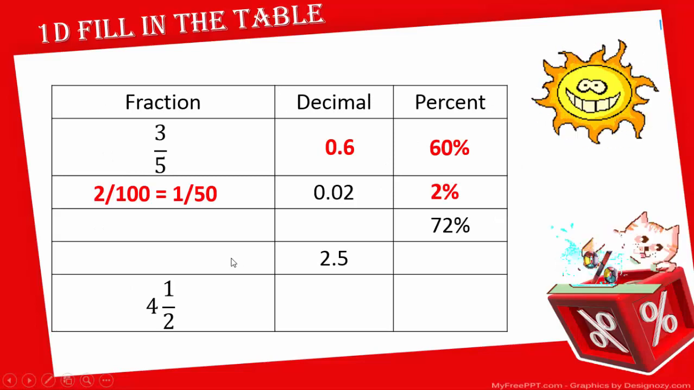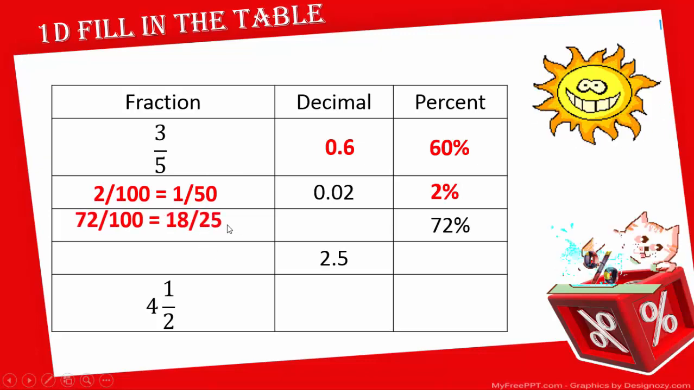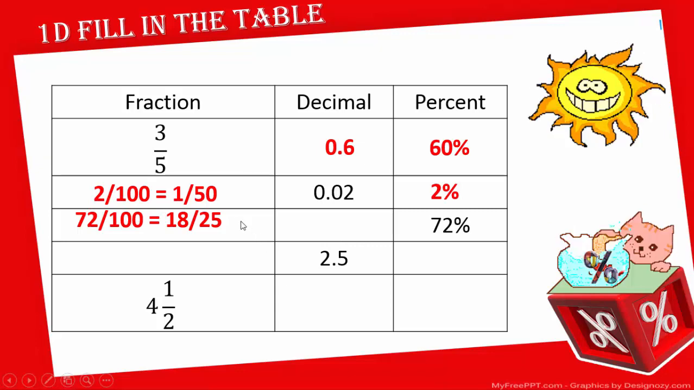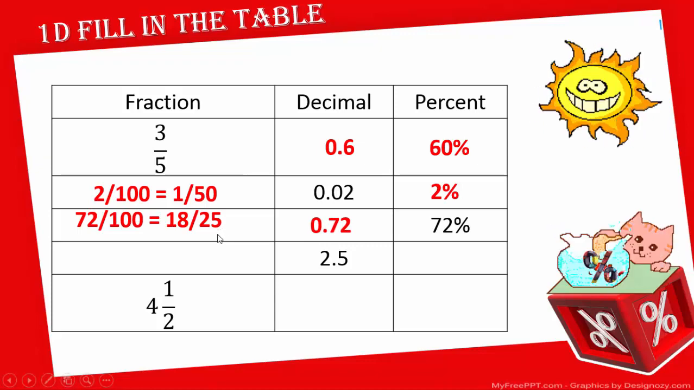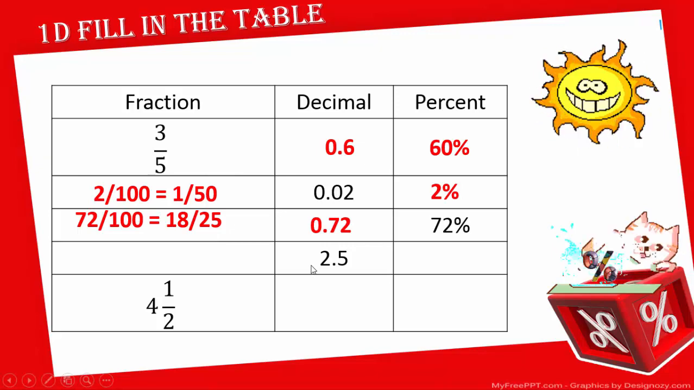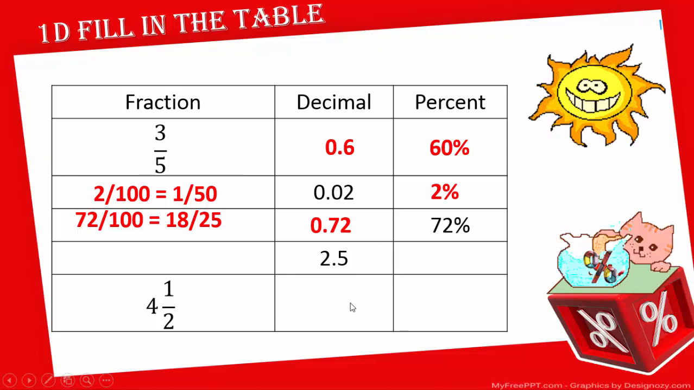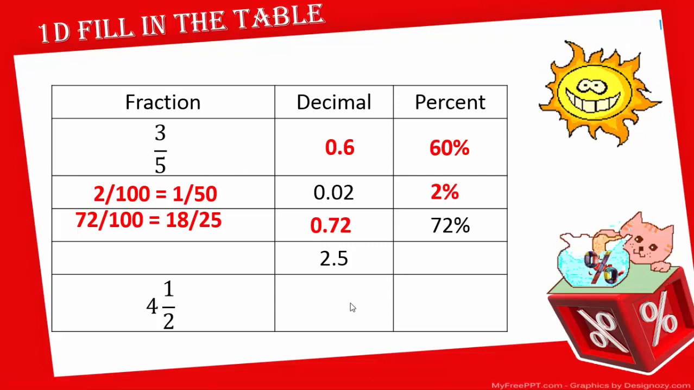Coming back here to the PowerPoint, again, we'll fill in our table, and we found that 72% was 18 over 25, and it was 0.72 as a decimal. In the fourth line here, we have a decimal. Well, we have the decimal 2.5, and that's okay because we can work this out just as a percent and a fraction. So we'll go to the whiteboard and work this out in detail.